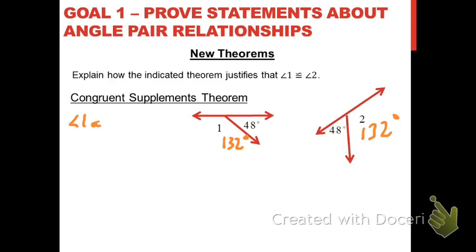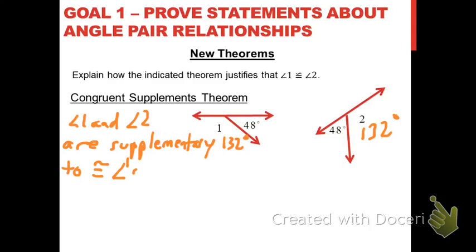Angle 1 and angle 2 are supplementary to congruent angles, all right, the 48 degree angles, so angle 1 is congruent to angle 2. Real easy, right? Okay, so that's the congruent supplements theorem.